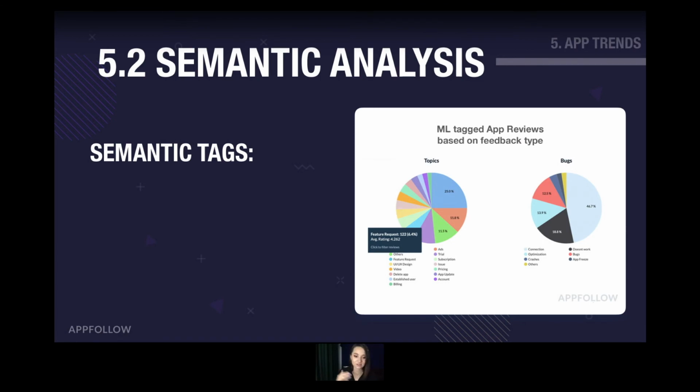Another thing you can do, instead of doing it manually, is to do it with a semantic analysis. So semantic analysis is an ML-based engine that checks all reviews and does this automatic tagging. They set it up with tone of voice, so basically how happy or unhappy your customers are about a certain thing.